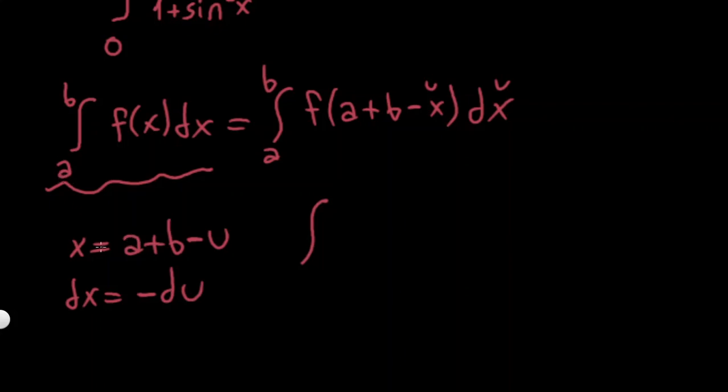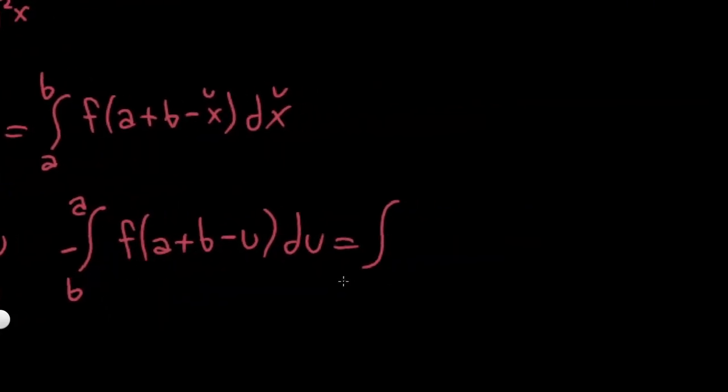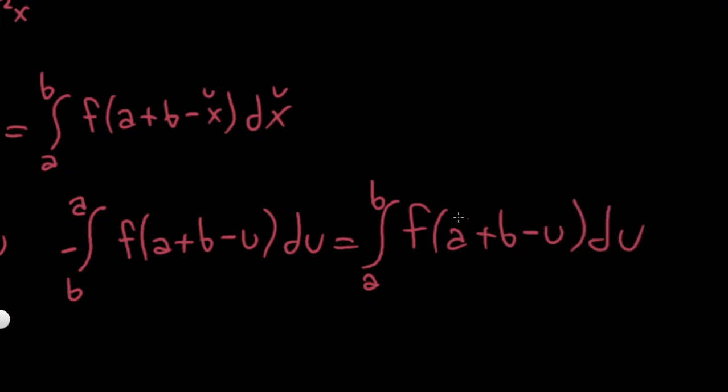If I put x equal to a, u is going to be equal to b, and on the upper part I will have a. So my integral is going to be, instead of x I put a plus b minus u, and I have minus du. I know that if I change the bounds of integration I will get an extra minus, so this will be from a to b, f of a plus b minus u du. So this proves my theorem, this property.